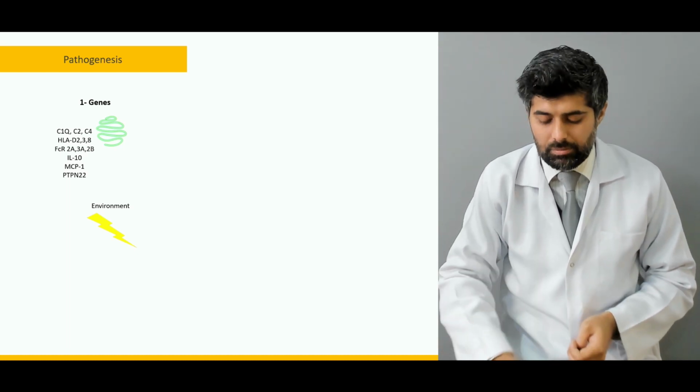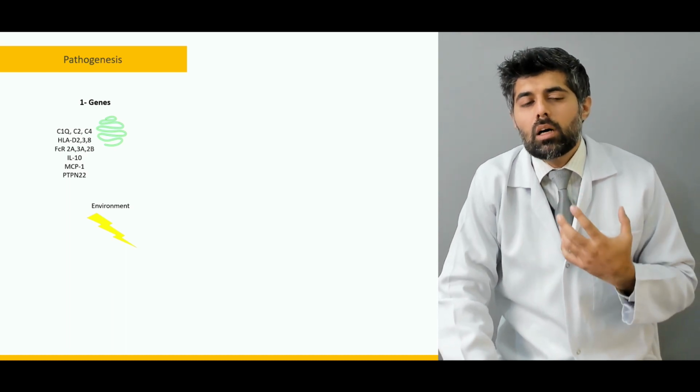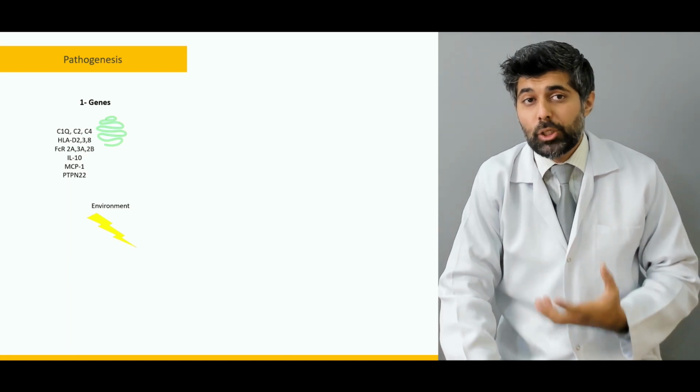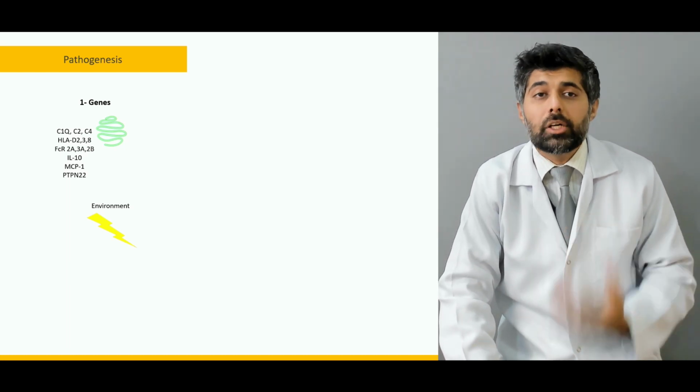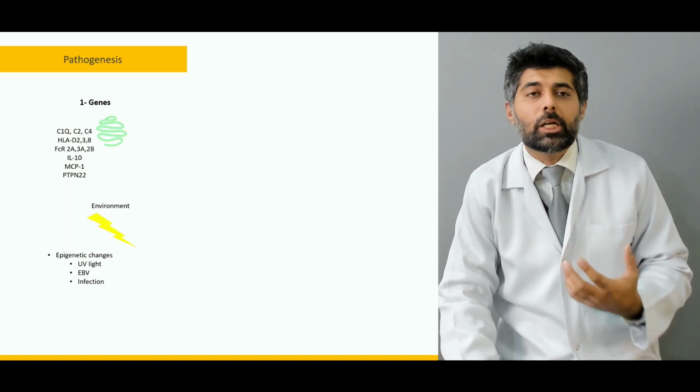inflammation persists. The other component of the pathogenesis of SLE, which predisposes the body to it, are the environmental factor. And these environmental factors are divided into two.